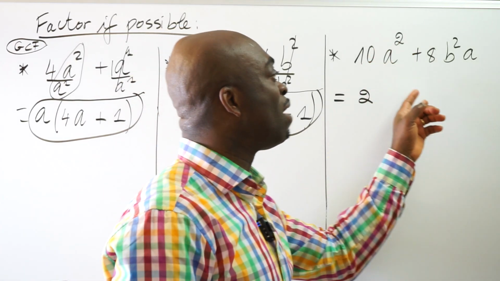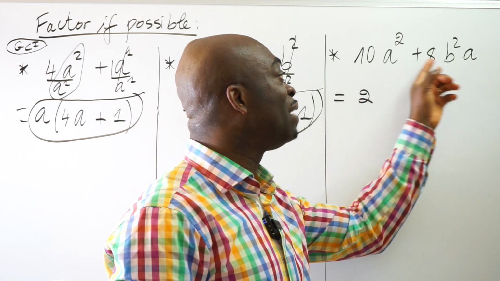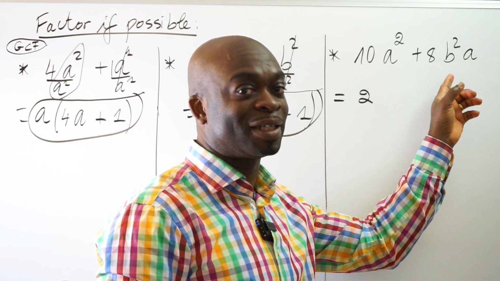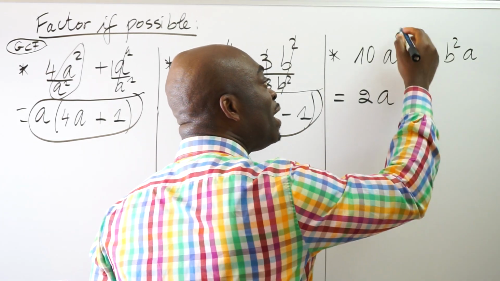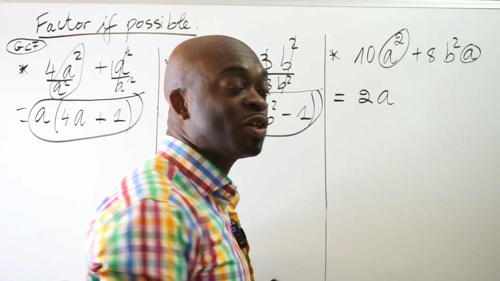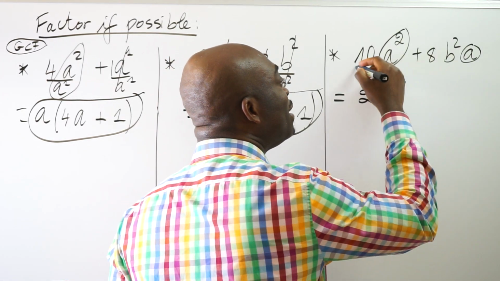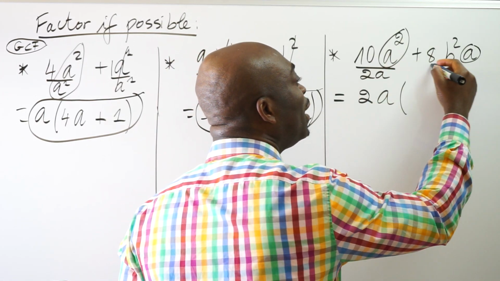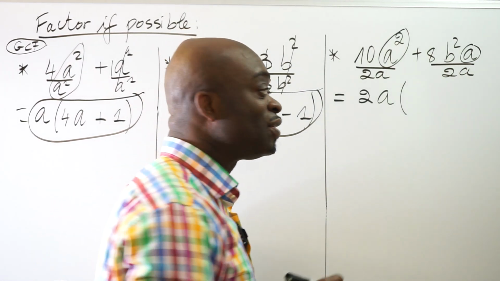What about the variables? We have a to the second power here, and we have a here. We don't have b here, but we have b to the second power. So b is not in common. So only a is going to be in common. Remember a to the second and a: whichever is the smallest one is going to be the greatest common factor. So now we can divide both of them by 2a and 2a. You see how we can make these problems easy, simple?